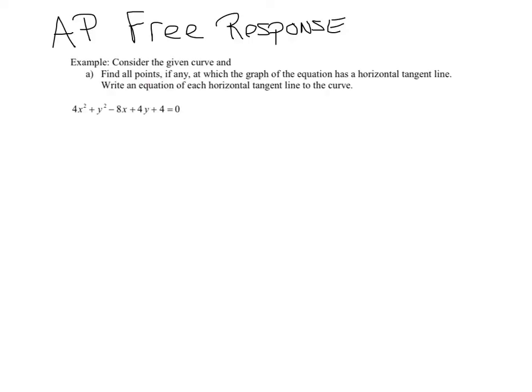Okay, watch that word, points. That's implying there could be many, if any, at which the graph of the equation has a horizontal tangent line. And then write the equation of each horizontal tangent line. Alright, so basically we're looking for keywords, and we're just going to pull out what's important to us. This is the description: a horizontal tangent line.